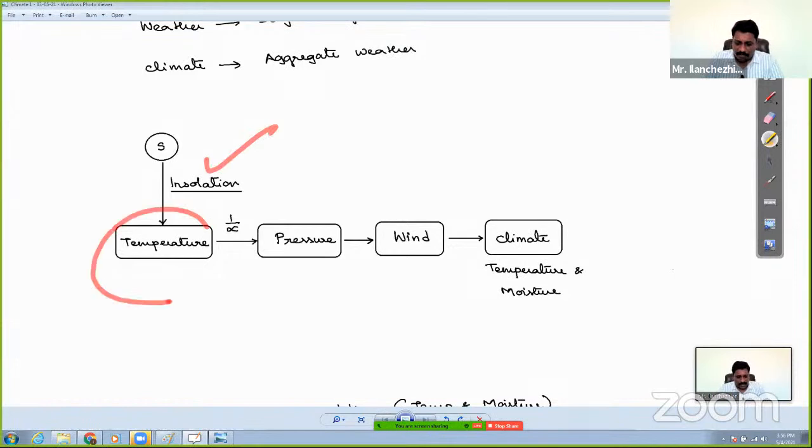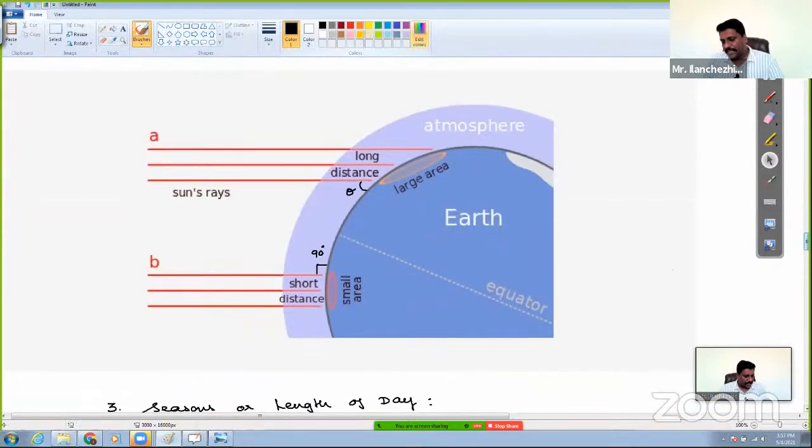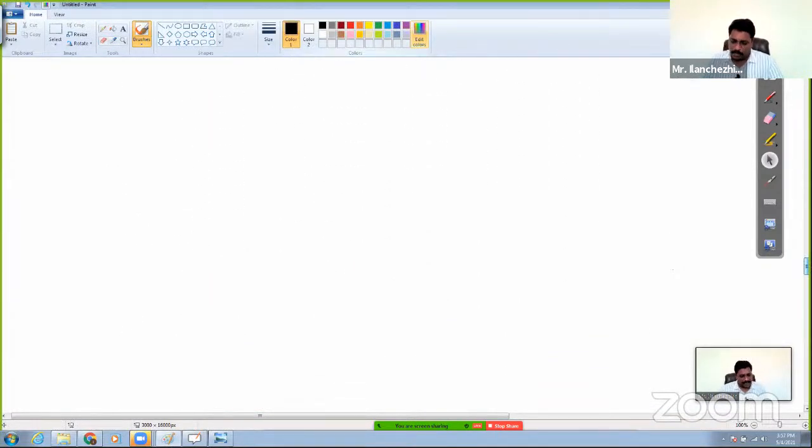Now we have to take the case of what? Temperature. Atmospheric temperature. So first, we'll define atmospheric temperature. Then we'll say how exactly this atmospheric temperature varies from place to place and time to time, right? So the second topic we are venturing towards is atmospheric temperature.